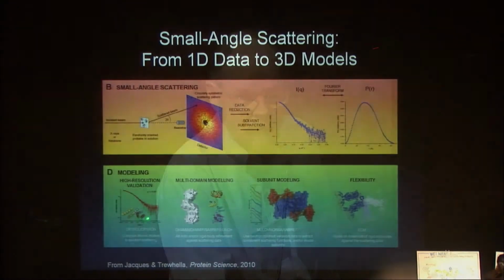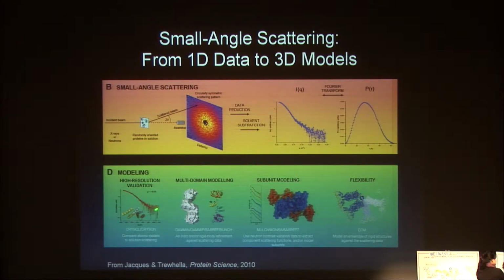The first thing that we can do, if we have a crystal structure or an NMR structure or some other high-resolution structure, is compare the predicted scattering with our actual experimental data and see how well they fit. That's fairly straightforward. But most of the problems that we're interested in, most of the signaling complexes, for instance, are much more complicated than that. We don't have single structures. What we have to do is build structures.